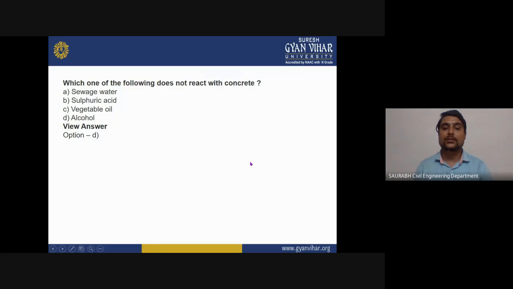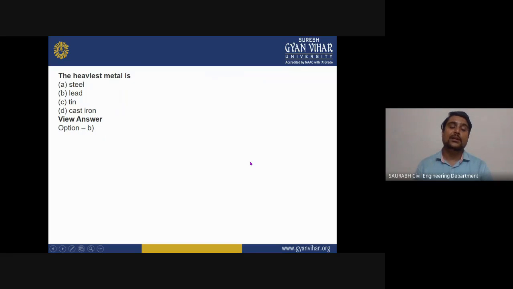Come on to the next question. Which of the following does not react with concrete? Sewage water, sulfuric acid, vegetable oil, and alcohol. Here the right answer will be alcohol. The next question: what is the heaviest metal? Steel, lead, tin, and cast iron. You can also say this is a very important question. Here the right answer will be lead, which is also known as mercury.